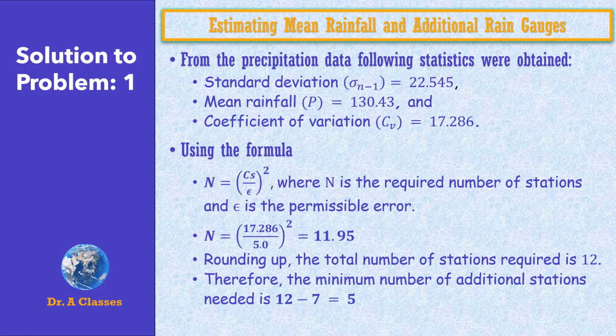Substituting the values, n equals 17.286 divided by 5 squared, which gives approximately 11.95. Rounding up, we need 12 stations in total. Since we already have 7, we require 5 additional rain gauge stations to achieve the desired data.